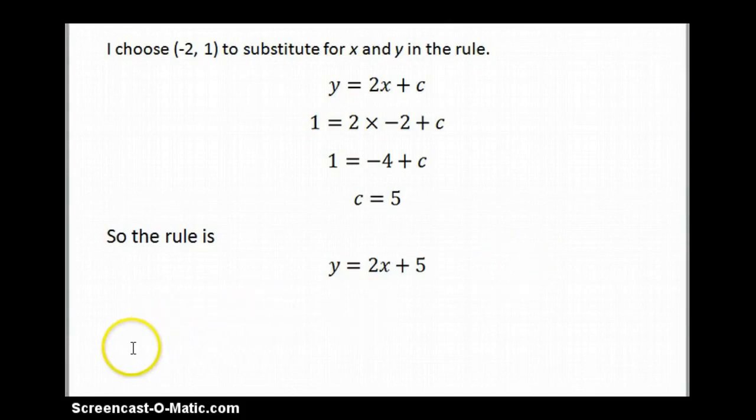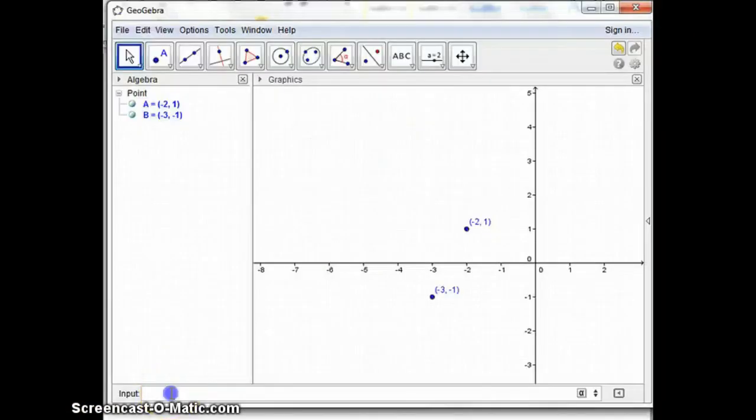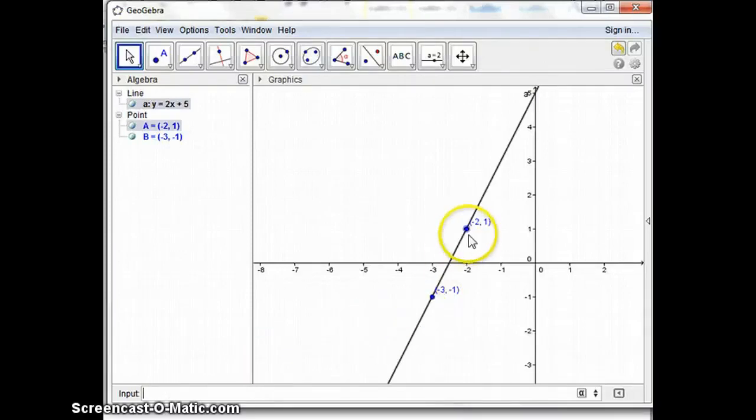Again, we can use GeoGebra to see if we're right. Okay, I've already typed our two coordinates in. You can see them there on the screen. Now I want to see if I'm right. y equals 2x plus 5. Yep, no worries. Beautiful. Goes through both points. Excellent. Well, next lesson I'll show you how to do these same questions if you draw a diagram without having to do the algebra.